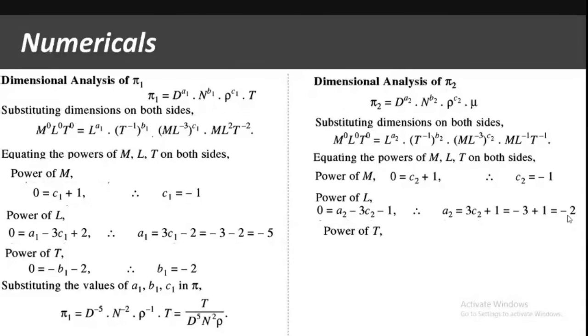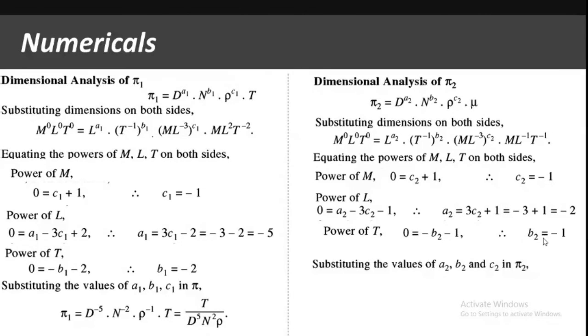Next is equating the power of t on both sides. So t to the power 0, so left side will be 0. Right side, t is absent, so 0 a2; here t to the power minus 1 whole to the power b2, so it is minus b2. Here t is absent, so plus 0 c2, then here t to the power minus 1, so minus 1, so b2 minus 1. Transferring b2 to the right side, therefore b2 equals minus 1. So here a2 is minus 2, c2 is minus 1, and b2 is also minus 1.